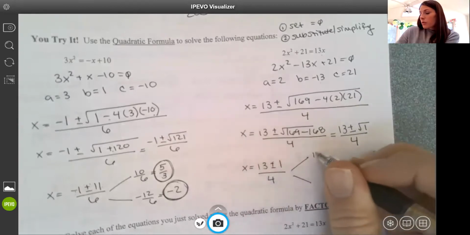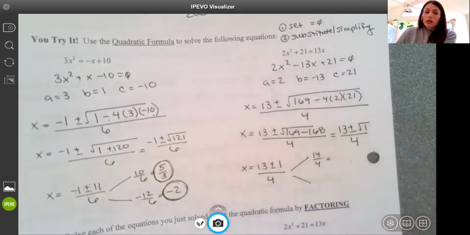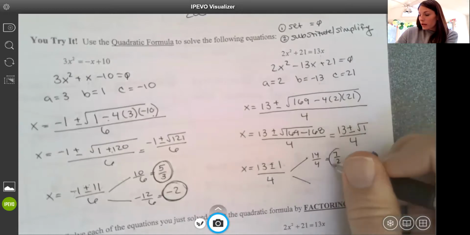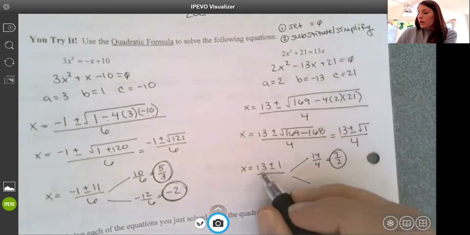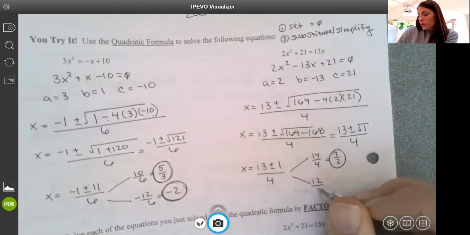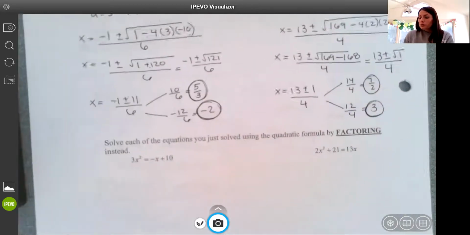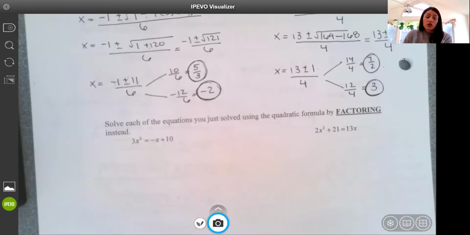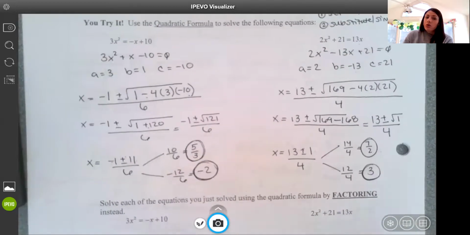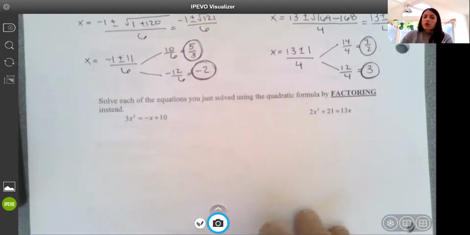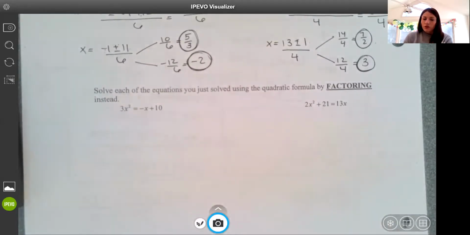13 plus 1 would give me 14 over 4, which I can divide by 2, giving me 7/2 for one solution. 13 subtract 1 gives me 12 over 4, which reduces to 3. And there are my two answers. Okay? So now what I'd like for you to do is solve the equations we just solved. Okay, they're the same quadratics, but I want you to go through and solve them by factoring. So again, pause the video and solve these by factoring.